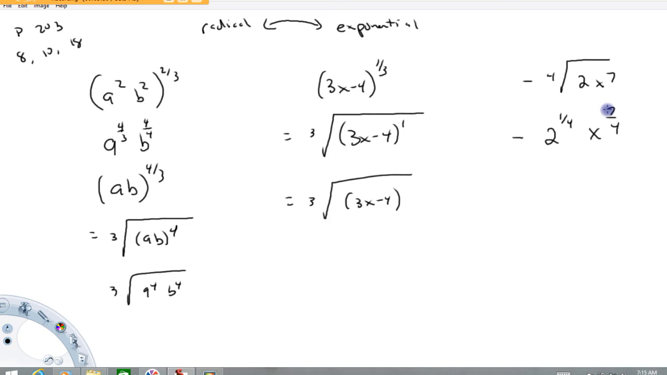I hope that this video helps demonstrate how to go from radical notation to exponents and how to go from exponents to radicals, which is what we did in examples 8 and 10.